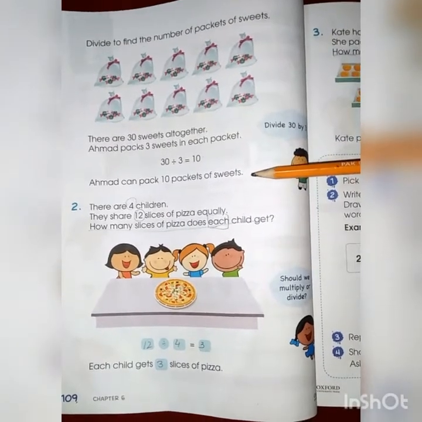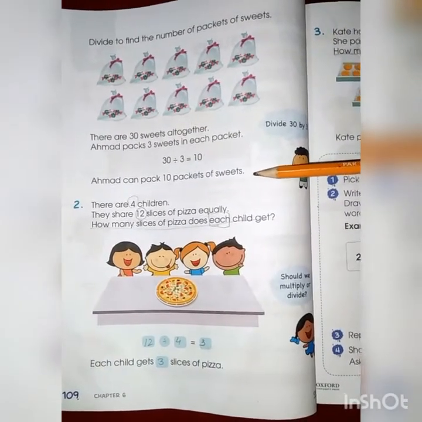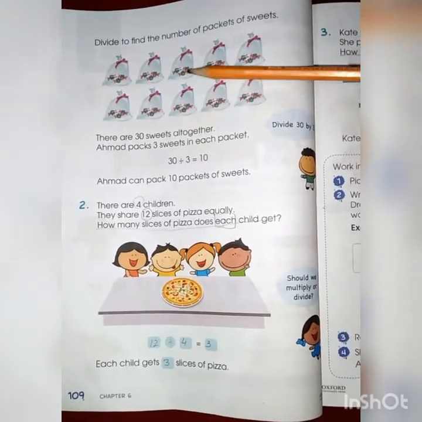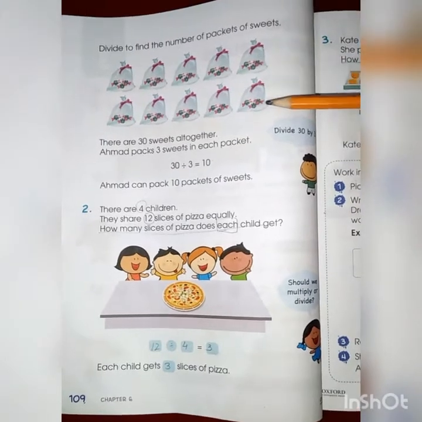Ahmed can pack 10 packets of sweets. As you can see here, we have 10 packets. 1, 2, 3, 4, 5, 6, 7, 8, 9, 10.